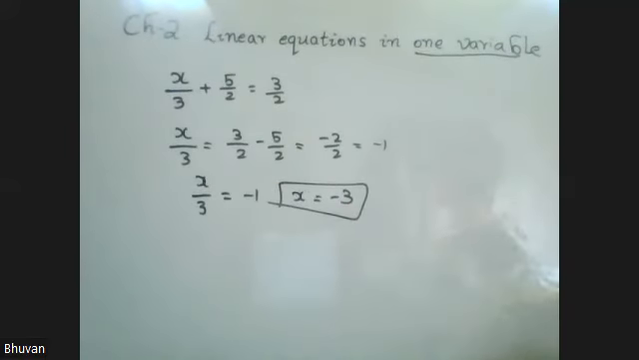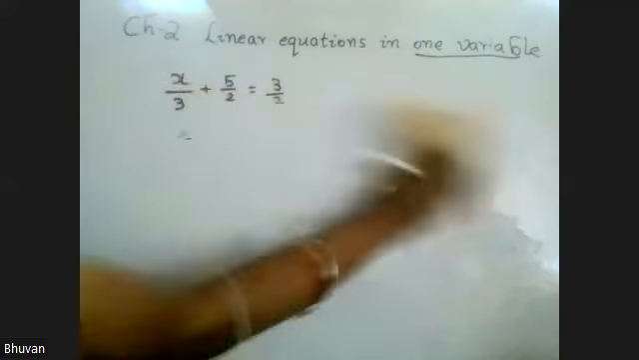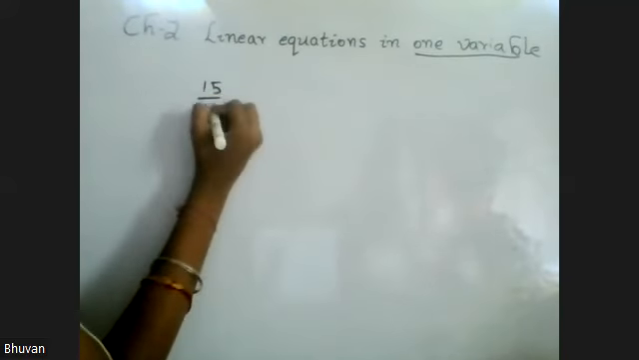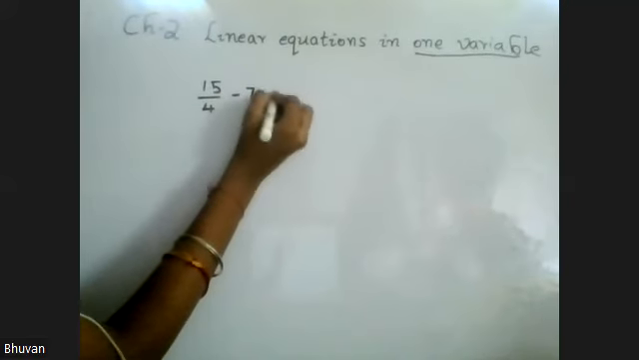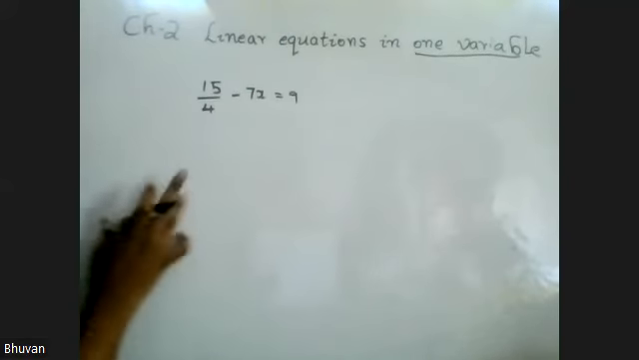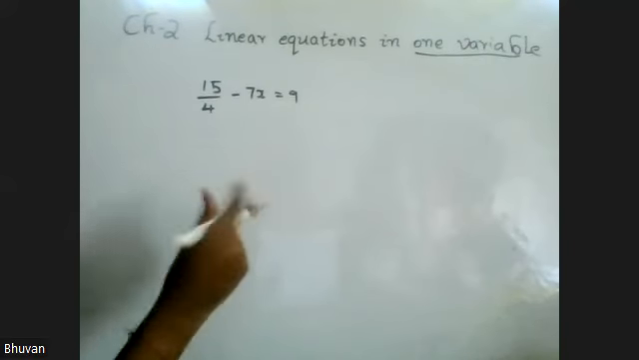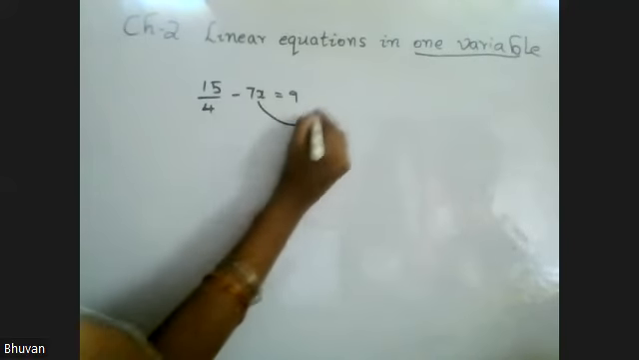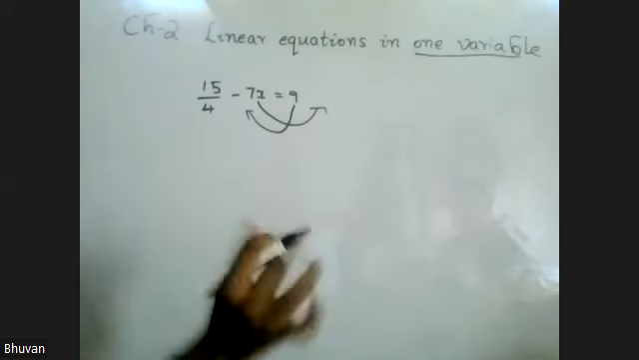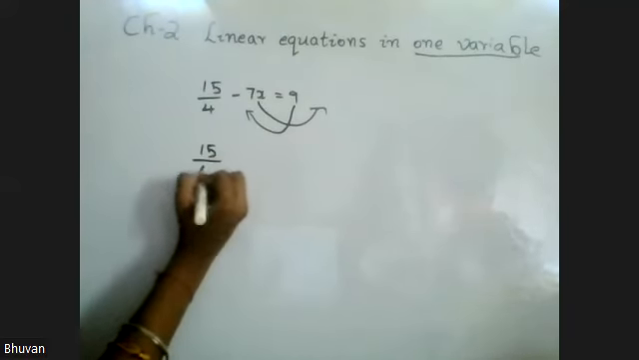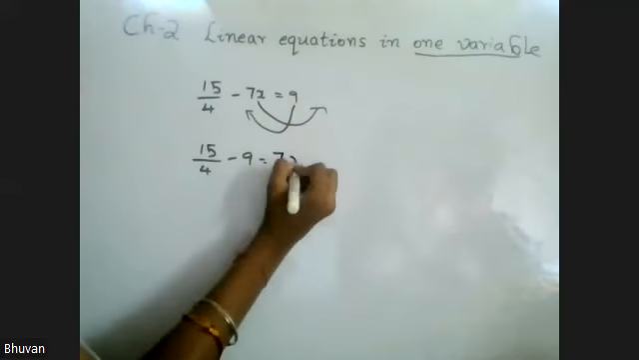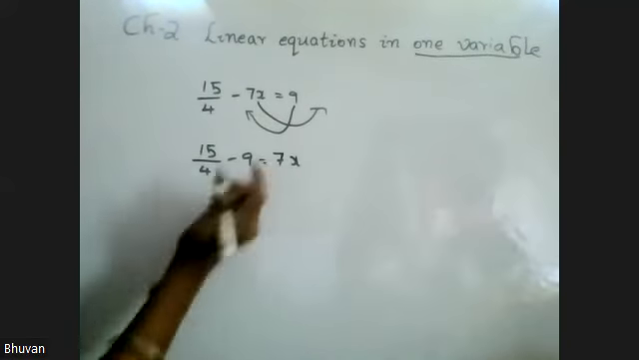That's all simple. Next, the last one: 15 by 4 minus 7x is equal to 9. Now we can transpose the terms for simplification. We can send minus 7x to the right hand side and send 9 to the left hand side simultaneously. So 15 by 4 minus 9, here it is plus, so minus 9 is equal to minus 7x. Is it correct?